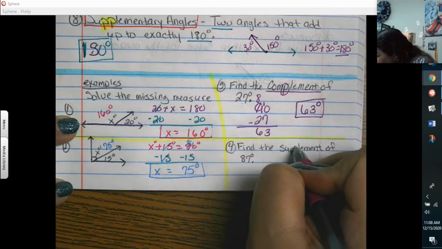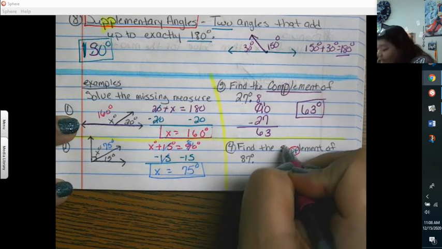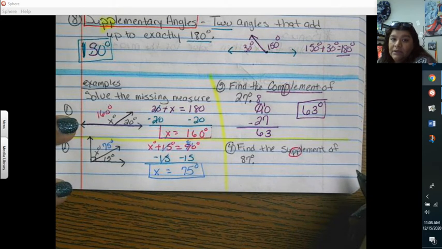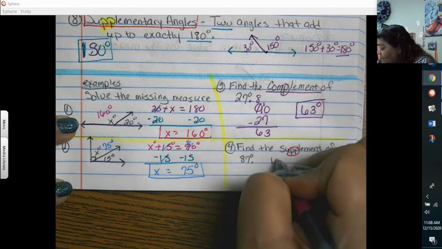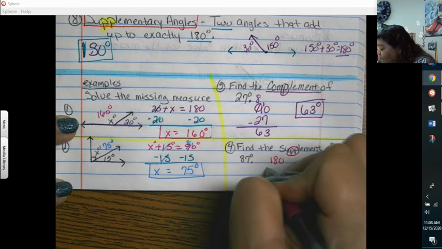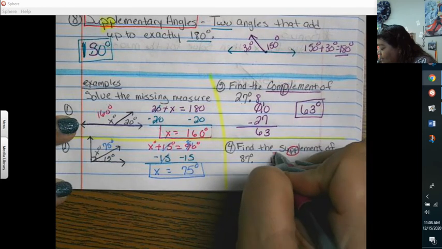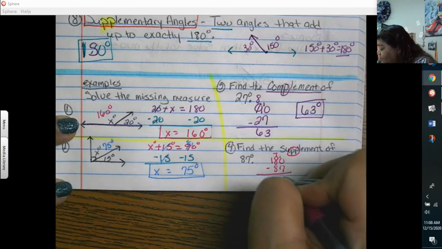Now, number 4, find the supplement. So if you need to memorize it, I have 2 P's here, or the S turns into an 8. And that tells me that supplement equals 180. So I'm going to take my 180, subtract the 87, because I got to find the other number. And careful with your borrowing.